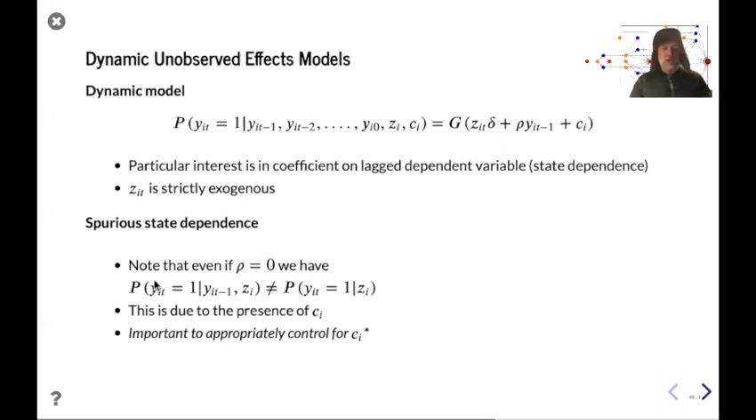Another way to see it is if you don't control for c_i here, when you have the lagged dependent variable, even in the case where the coefficient on this term is 0 up there, you're not going to get that it's sufficient to condition on the set. That's really due to the presence of that unobserved persistent effect. So it's extremely important to control for that unobserved effect.